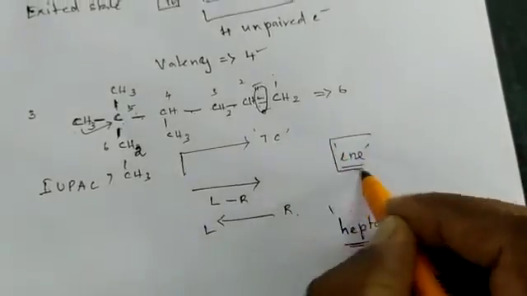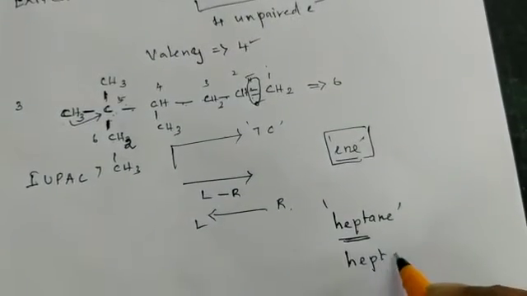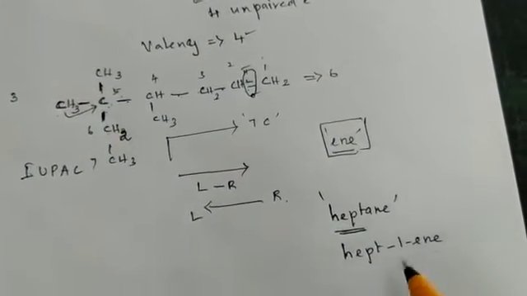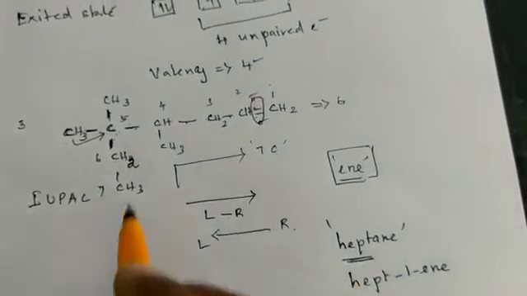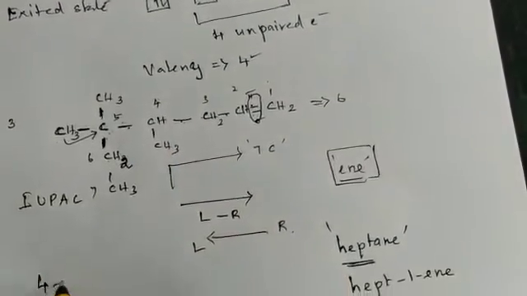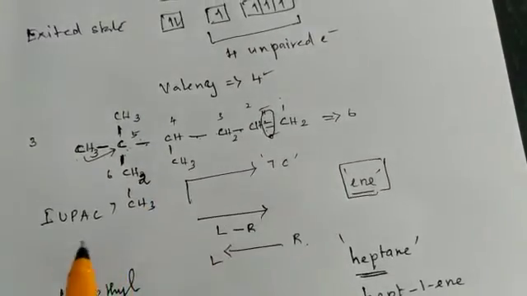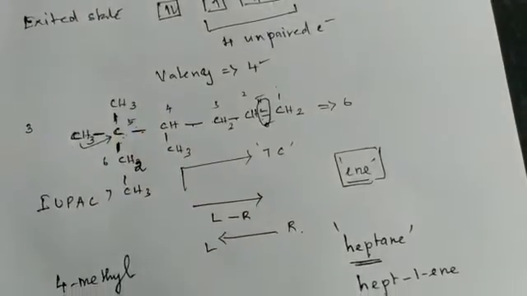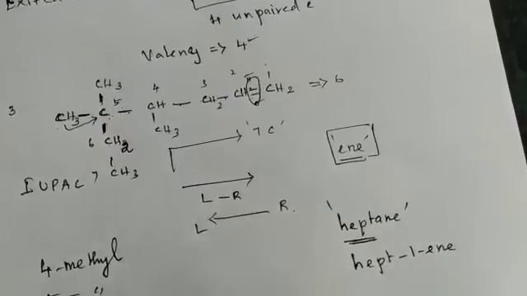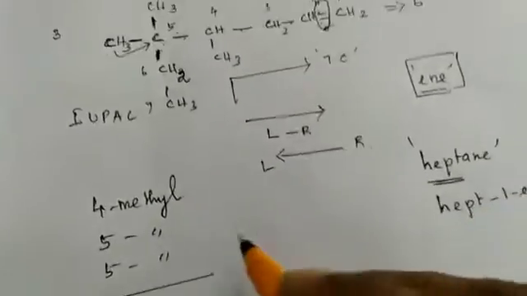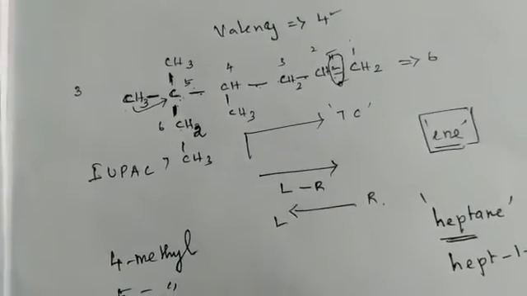What is the functional group? Ene. So we have to add it. So it will become hept 1 ene. Then what are all the branches are present? At the 4 we have methyl group. And the next 5 another methyl group. Another 5 we have another methyl group. How it will become then? 3 methyl groups. Trimethyl.